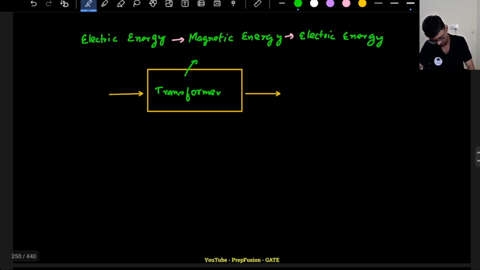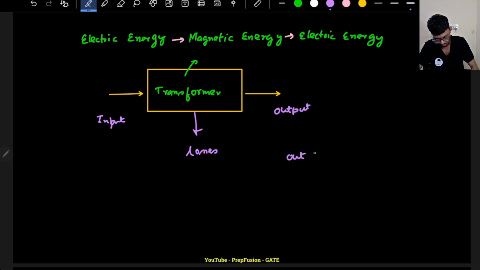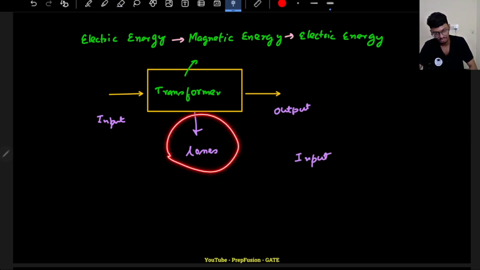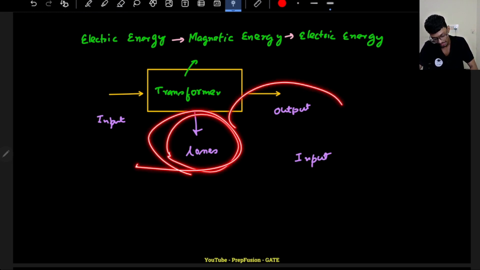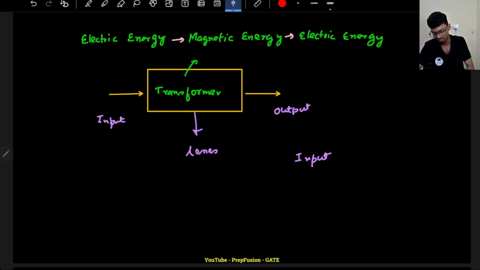So I give some input to the device and there is some output, and in between there will be some losses. So my output will be the input minus the losses, or I can flip it: the input should provide both the energy consumed due to the losses, as well as the energy that the output will take. So input equals output plus losses.